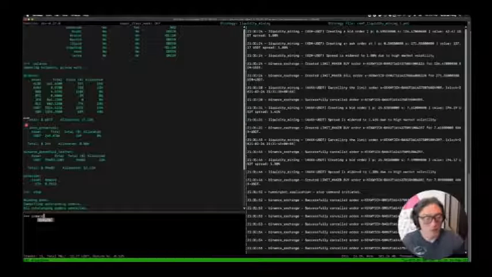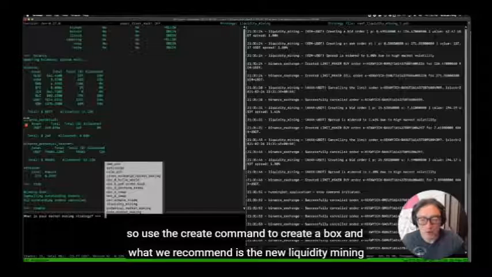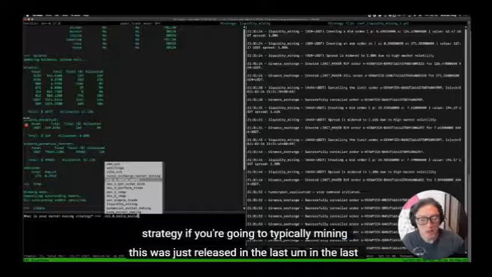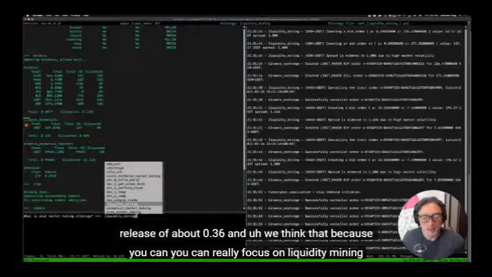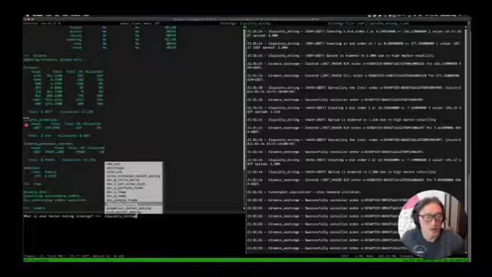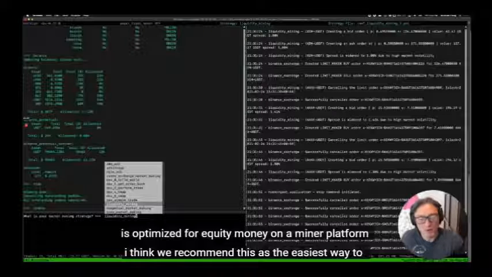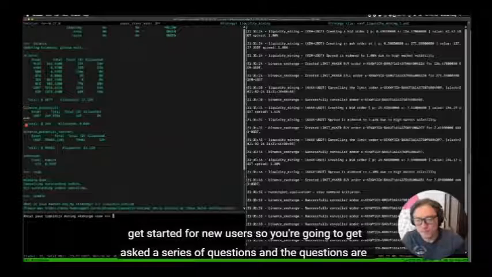So use the create command to create a bot. And what we recommend is the new liquidity mining strategy. This was just released in the last release of Hummingbot 0.36, and we think that it's optimized for liquidity mining on our miner platform. I think that we recommend this as the easiest way to get started for new users.